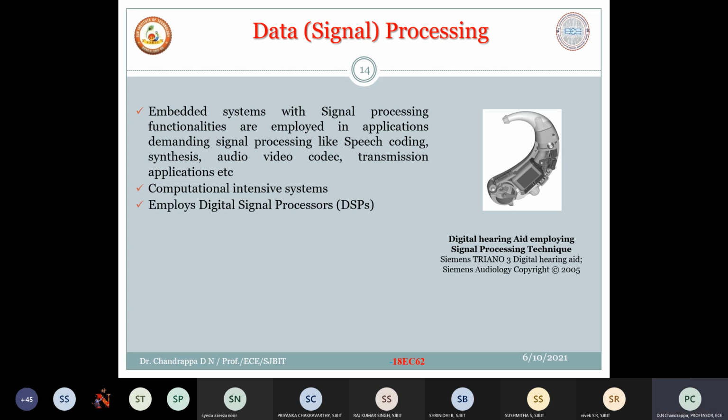Okay, for this data processing, we have to use some more devices: computationally intensive systems and DSP, digital signal processing. I hope that you have studied DSP already. Am I right? Yes or no? Yes, sir. Pawan Kumar, you have studied DSP already?